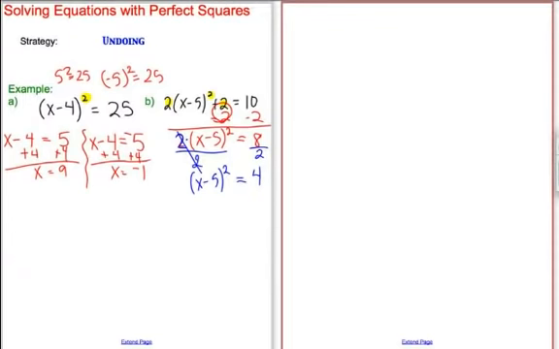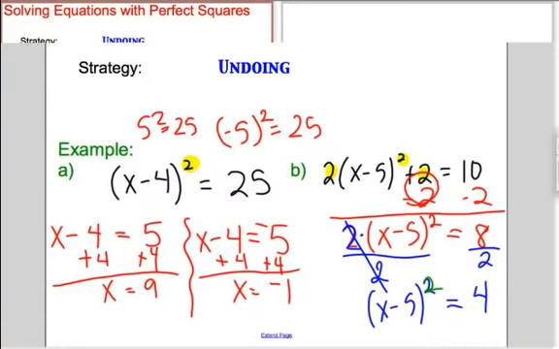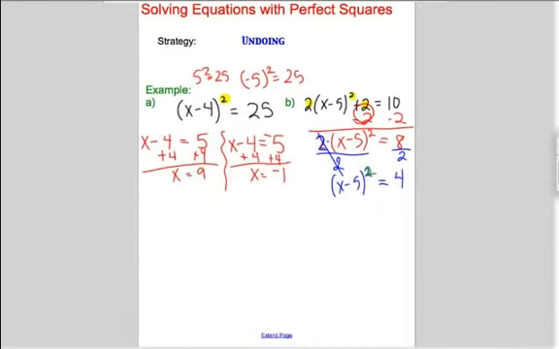My next step is to undo the squaring that we see here. So I'm going to undo the squaring by square rooting both sides. But the minute I square root, I have to remember that what's inside could be positive or negative. So that means my x minus 5 could equal 2 because the square root of 4 is 2, or x minus 5 equals negative 2.